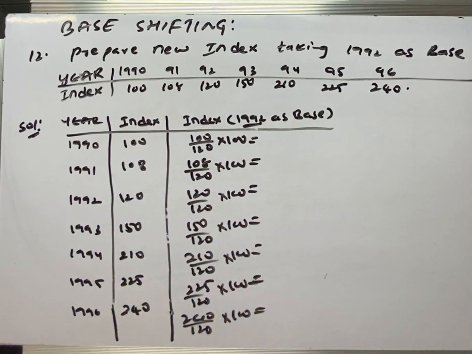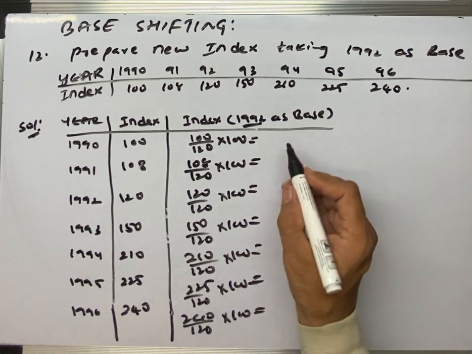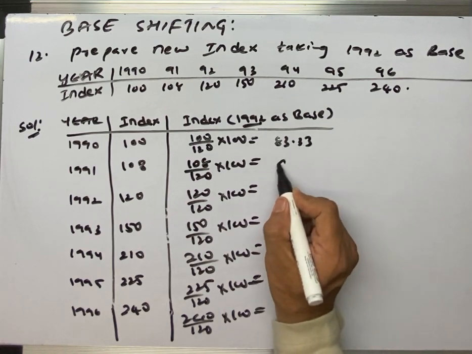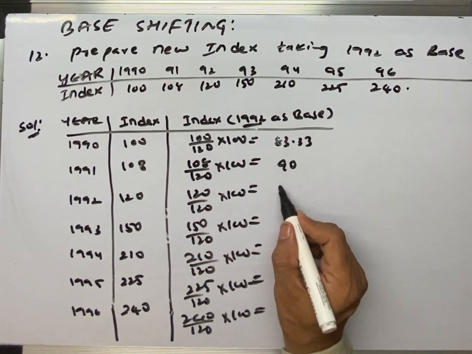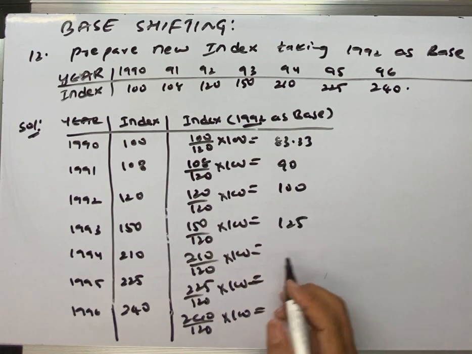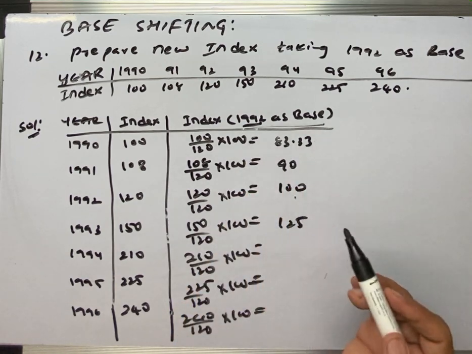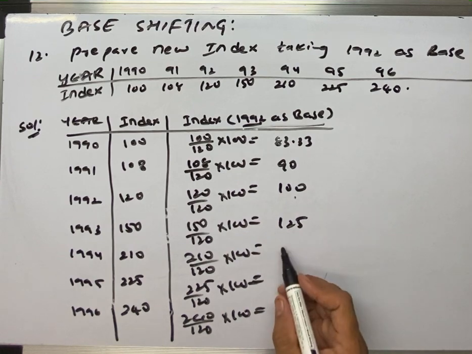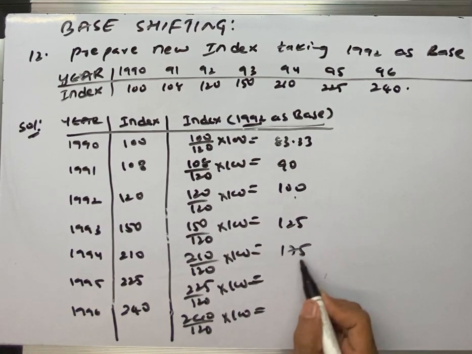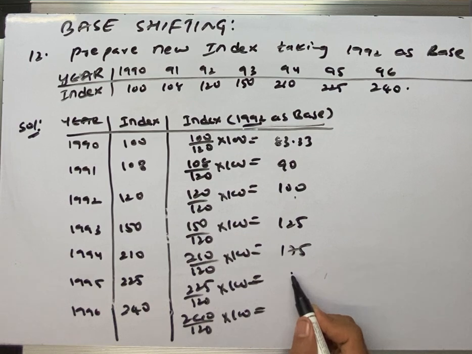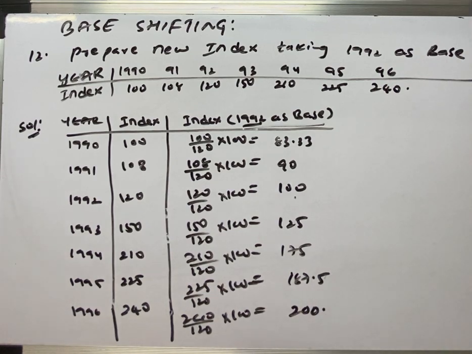So what you will get if you do it in this way: this one is 83.33, this is 90. If you multiply and divide by 120, this is 100, this is 125. Whatever base we are shifting to becomes 100. After cancelling, you will get 100. Or you can multiply and divide using a calculator. In that way you can get this one, base shifting. Okay.